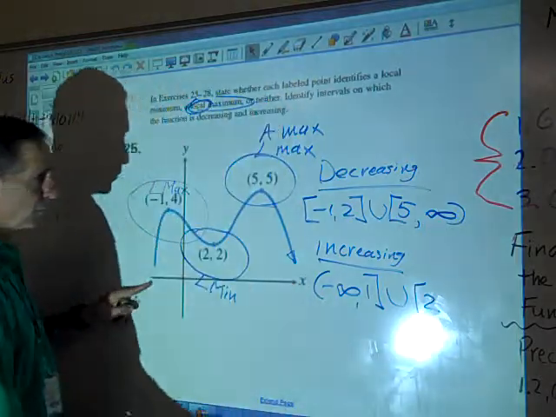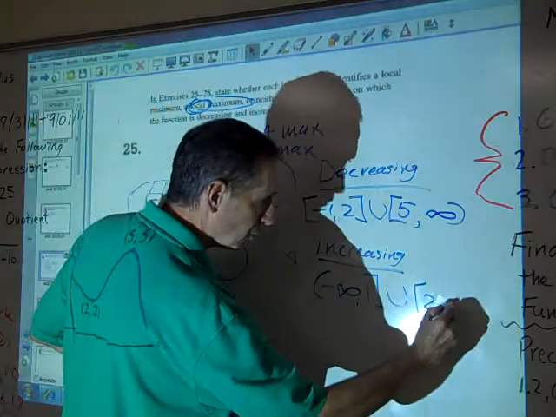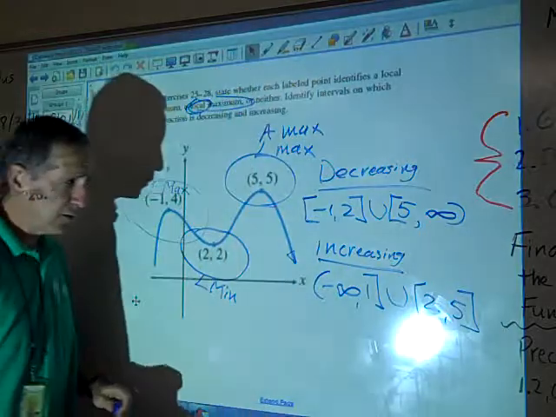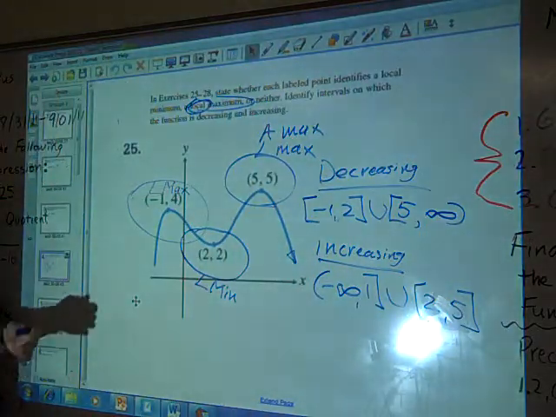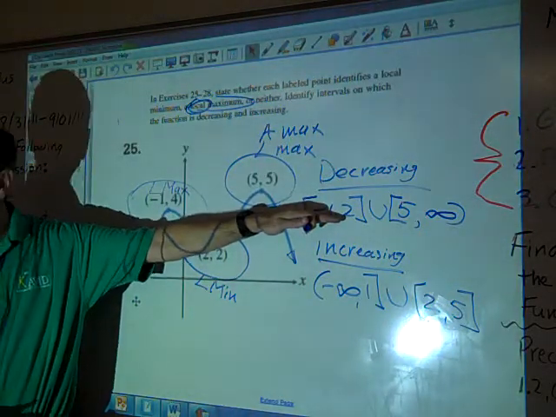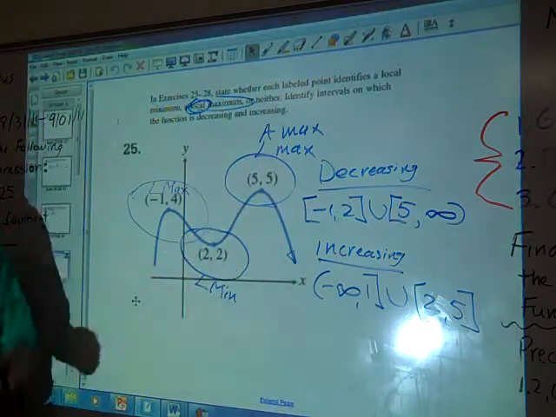Okay, is that going to be right? Yeah, so it decreases in 2 places, and increases in 2 places, right?